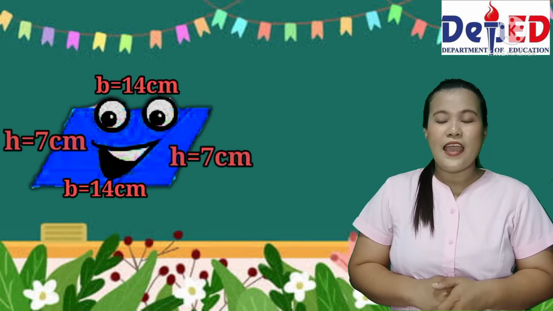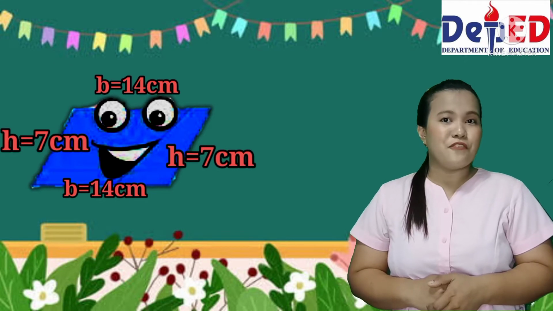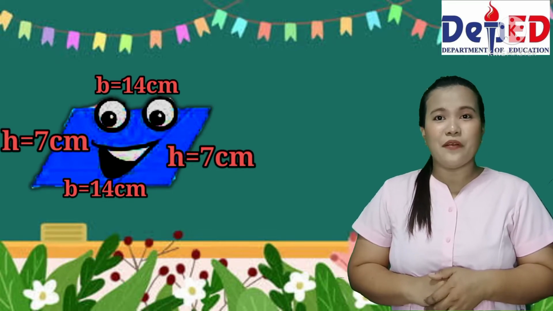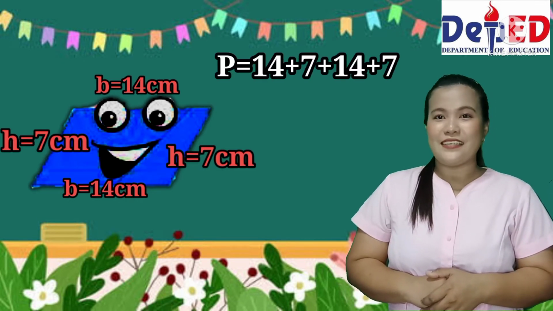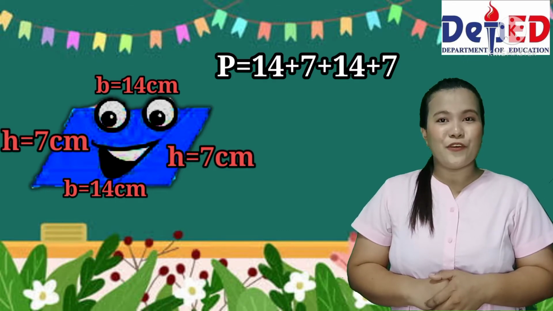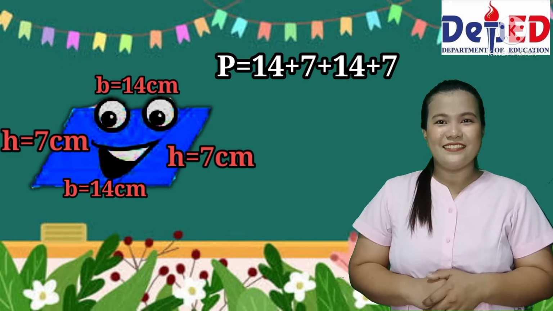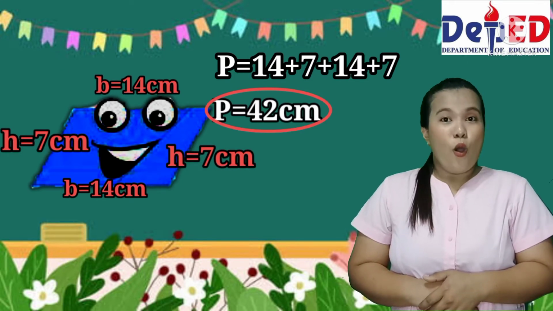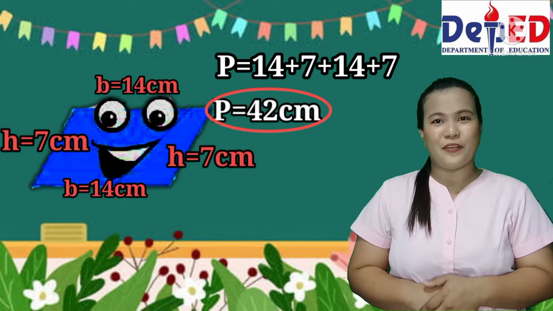So the base of the parallelogram is 14 centimeters and its height is 7 centimeters. What is the perimeter of the given figure? Remember, we need to add all the sides of the given figure to get its perimeter. So P is equal to 14 plus 7 plus 14 plus 7. The perimeter of the parallelogram will be, very good, 42 centimeters.